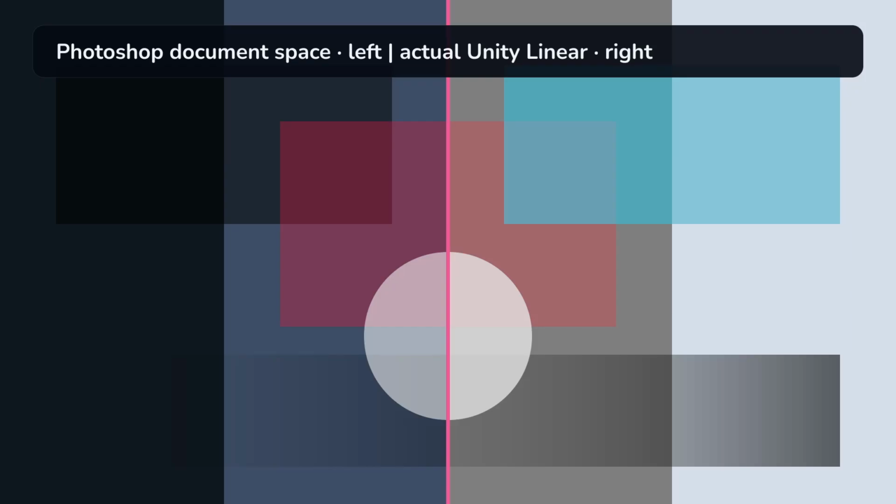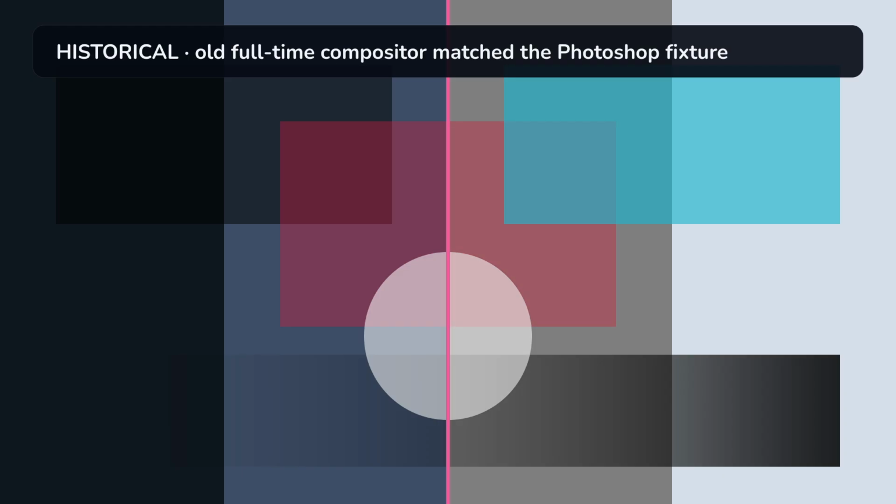This video was almost a victory lap for our custom Unity compositor, an extra rendering path that drew the UI into a full-screen texture, then blended it into Unity's camera. Our Photoshop layers had looked wrong. This path matched them within one value out of 255.